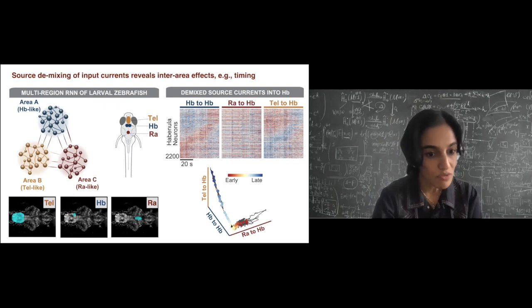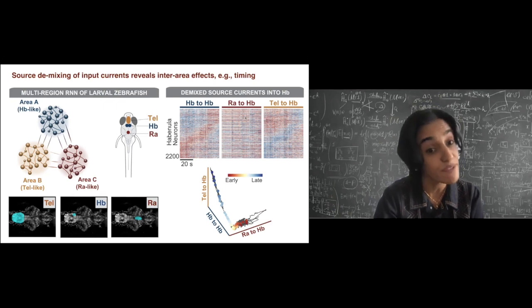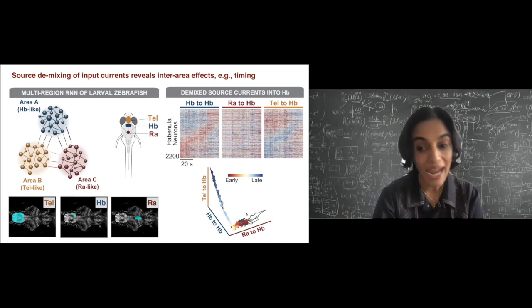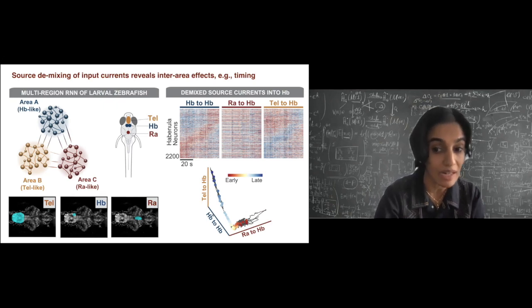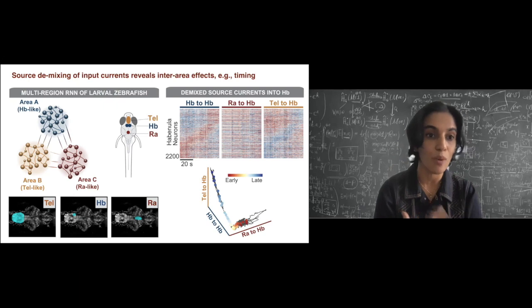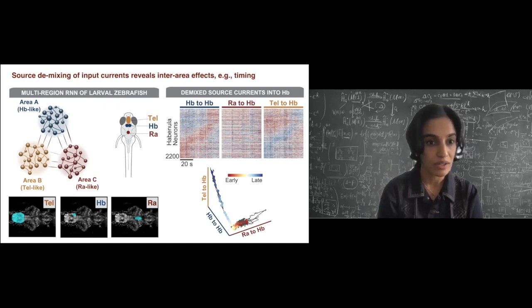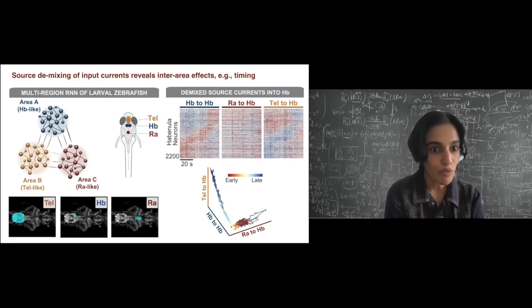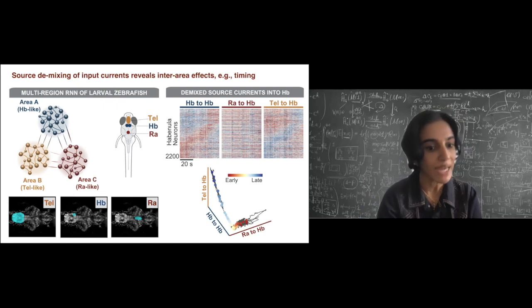There's a separation of time scales. Turns out that early activity is actually driven by currents within the raphe to habenula subspace. And it's only later on that habenula to habenula and telencephalon to habenula even start getting in. So this is what I was saying a few slides ago when I said that looking at currents could provide insight into something that you might otherwise miss if you just look at activity alone.